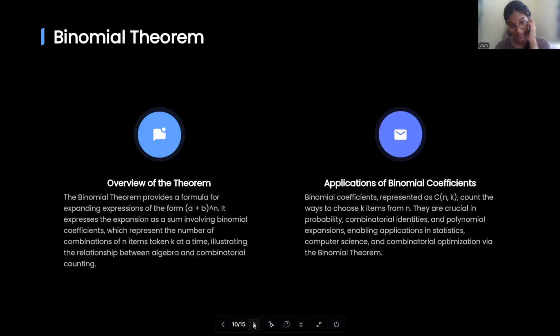Applications of binomial coefficients. Binomial coefficients, represented as C(n, k), count the ways to choose k items from n. They are crucial in probability, combinatorial identities, and polynomial expansions, enabling applications in statistics, computer science, and combinatorial optimization via the binomial theorem.